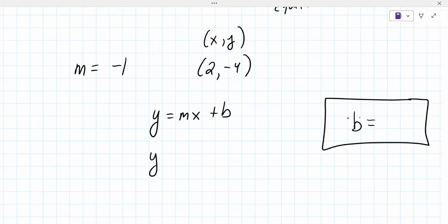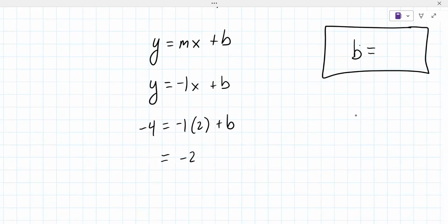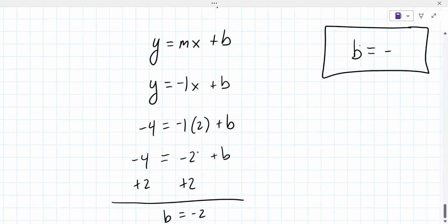So this is what you should have written: y equals -1x plus b. Then you should have put in -4 for y and 2 for x. How do you undo -2? Add 2. So b equals -2. That's what I was asking for.